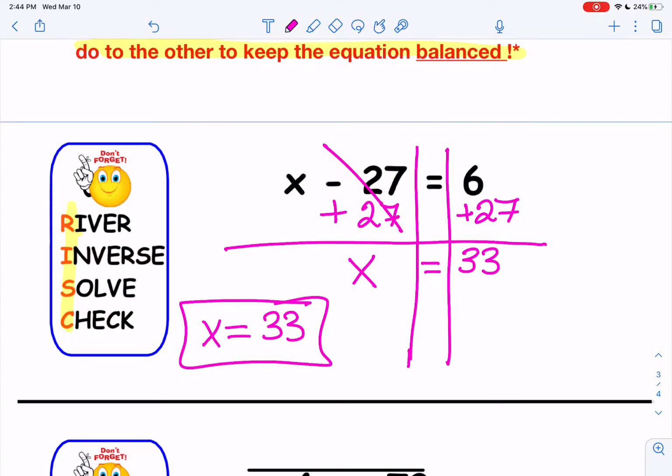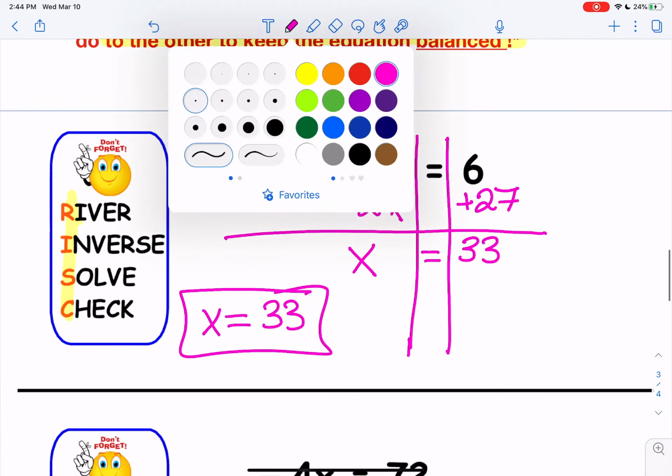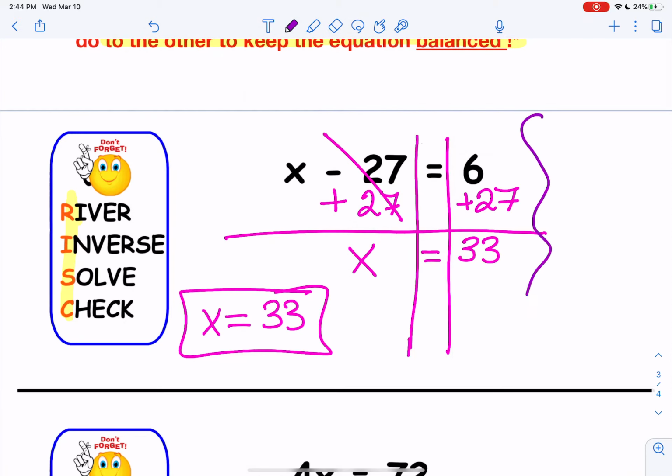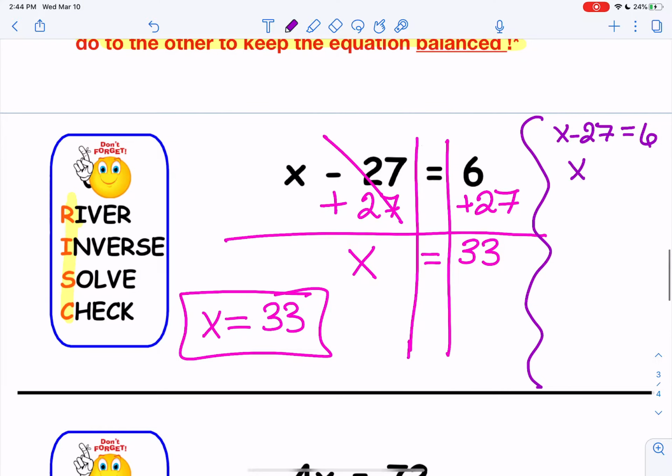Perfect. Now the last step is you can actually check to see if you got the correct answer. The way you would do that is you would start back with the original equation, x minus 27 equals 6. Okay, now we're saying that x equals 33. I can go ahead and plug that in for x and see if it works. So if x is supposed to be 33, then 33 minus 27 should equal 6.